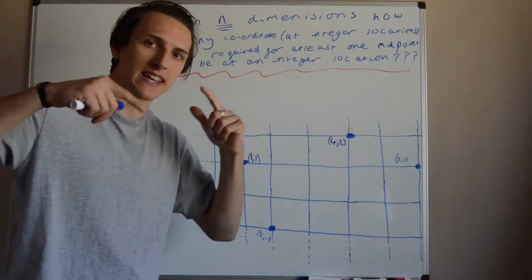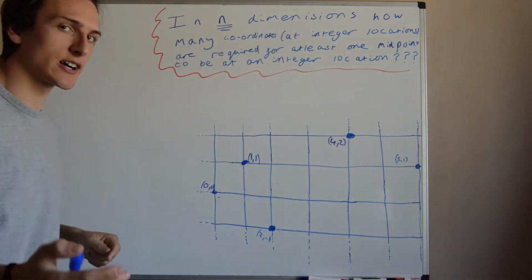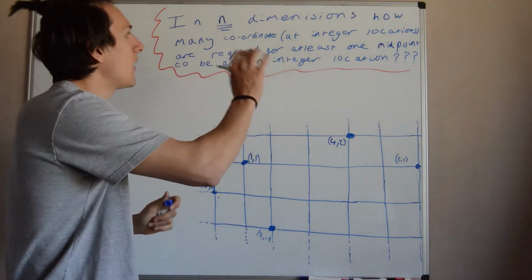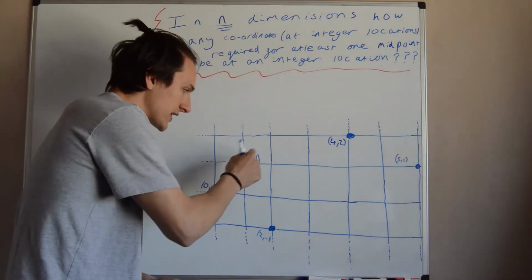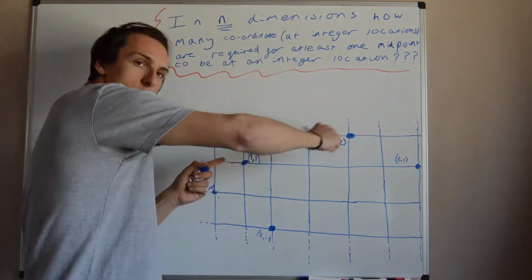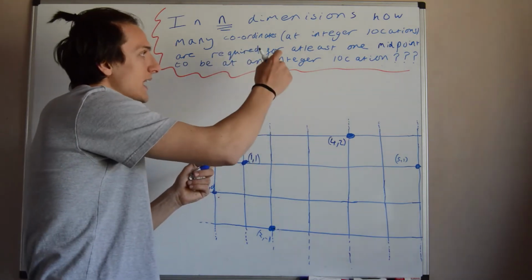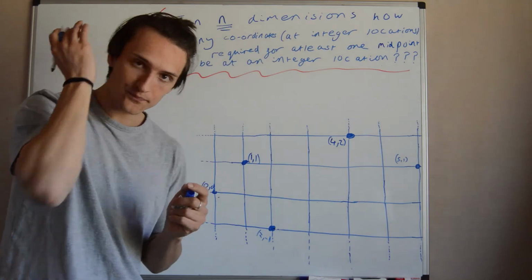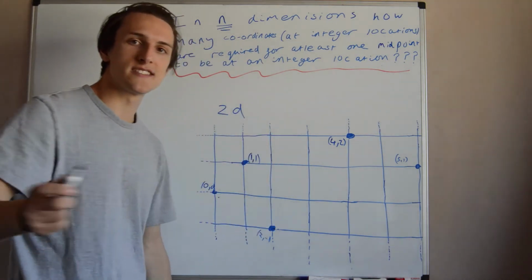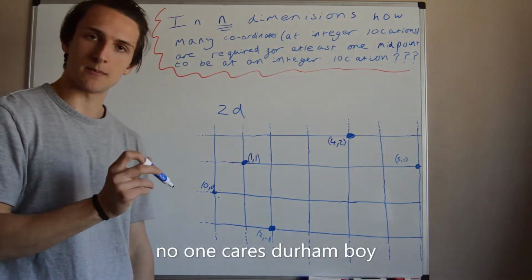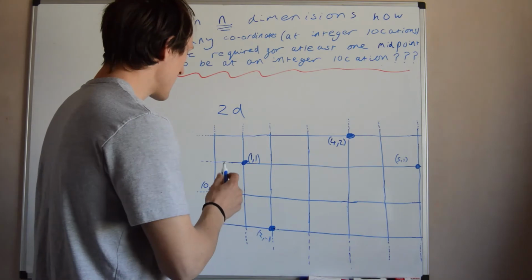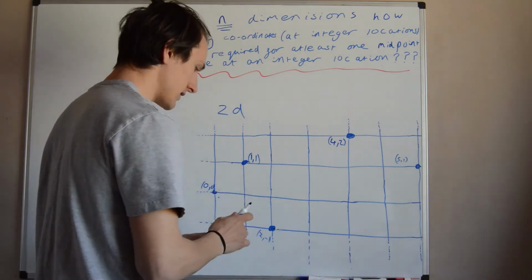This problem is slightly hard to understand at first. A diagram will definitely help. So first of all, in n dimensions, how many coordinates at integer locations are required for at least one midpoint to also be at an integer location? Okay, so this is a picture in 2 dimensions. And by the way, this is the problem I actually got in my Cambridge interview. So that's quite interesting. And we're considering the midpoints.